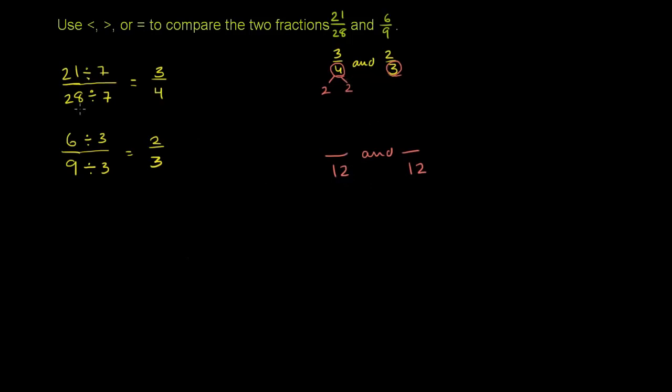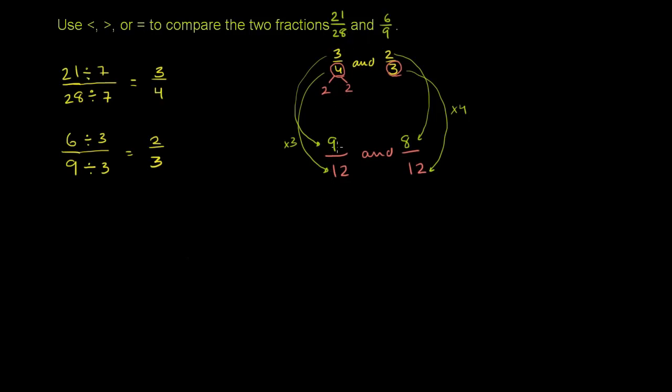Well, to get from 4 to 12, you've got to multiply by 3. So we're multiplying the denominator by 3 to get to 12, so we also have to multiply the numerator by 3. So 3 times 3 is 9. Over here, to get from 3 to 12, we have to multiply the denominator by 4, so we also have to multiply the numerator by 4. So we get 8.